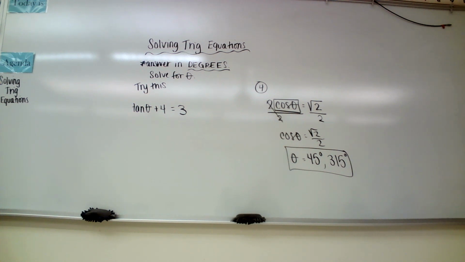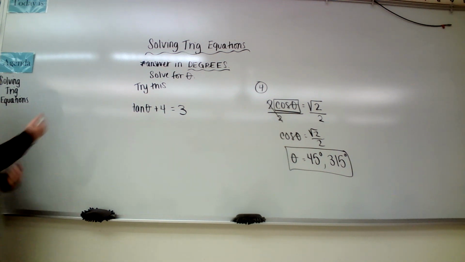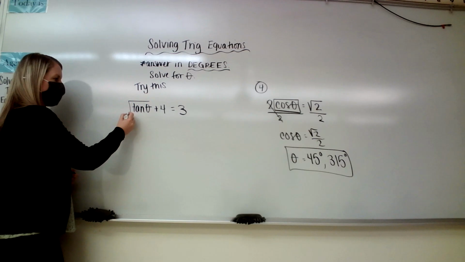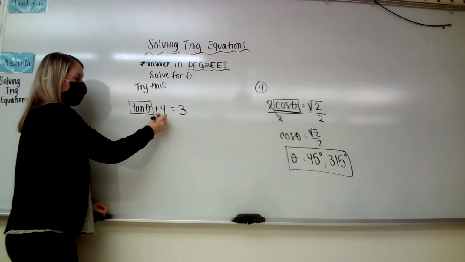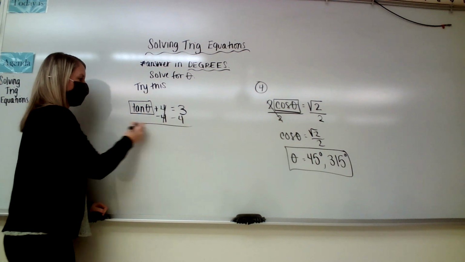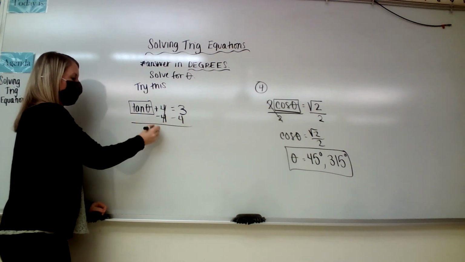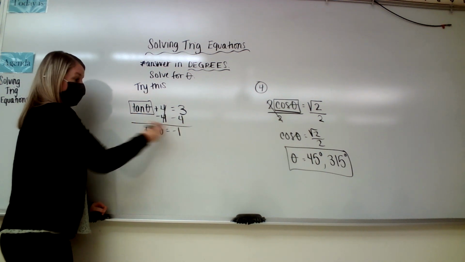All right, so my main goal is to isolate this. So that's always your, if it says solve, you want to get the trig function by itself. I'm going to subtract 4, okay? Tangent theta is going to equal -1.